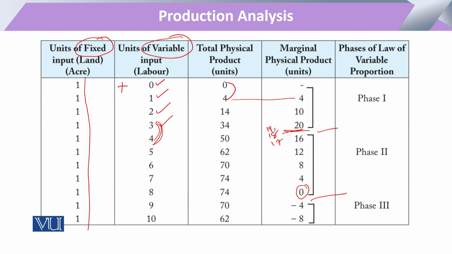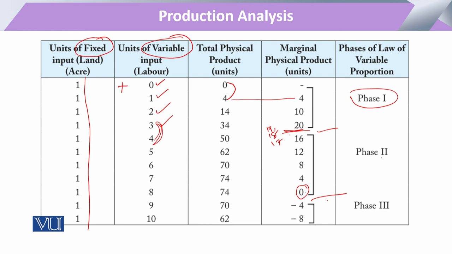So from this point of inflection, if we say that marginal physical productivity is increasing, it gives the first phase. Second, marginal physical productivity is decreasing and reaching zero, second phase.